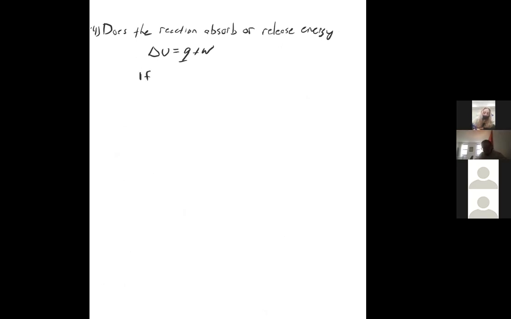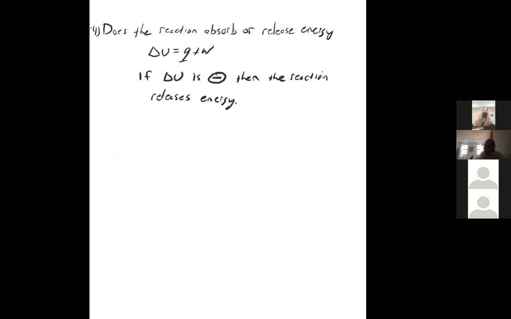If delta U is negative, then the reaction releases energy. Okay, negative meaning you lost. So think about it in terms of money. Energy and money are kind of analogous in a way in terms of how they work. They're both what we call scalar quantities.